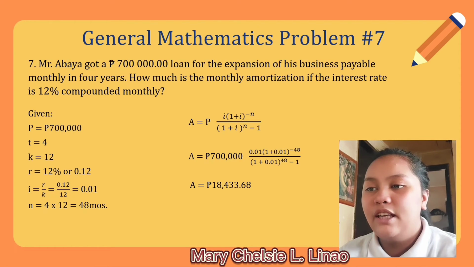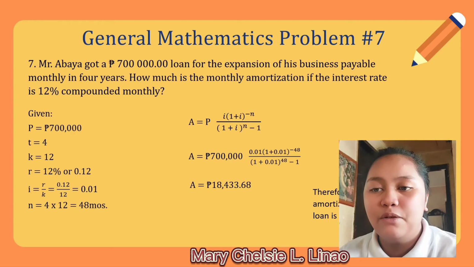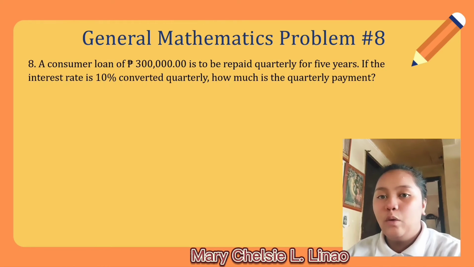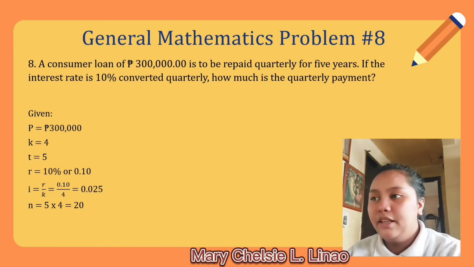So we'll get the answer A is equal to 18,433.68 pesos. Therefore, Mr. Abaya's monthly amortization amount for the 700,000 loan is 18,433.68 pesos. For problem number 8, we need to find the quarterly payment. Same as the previous numbers, first we need to identify the given.